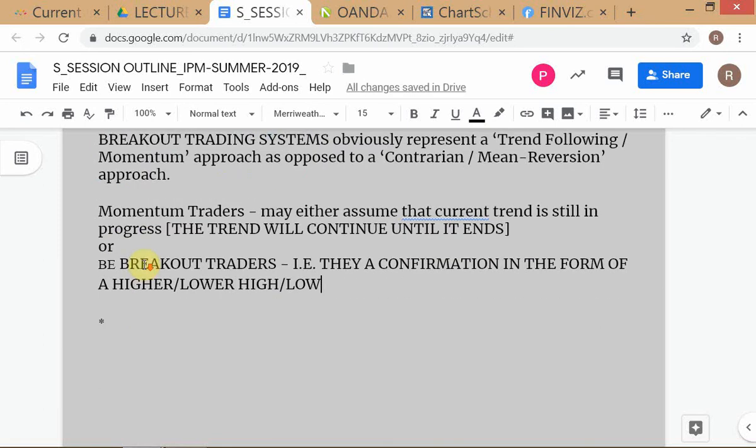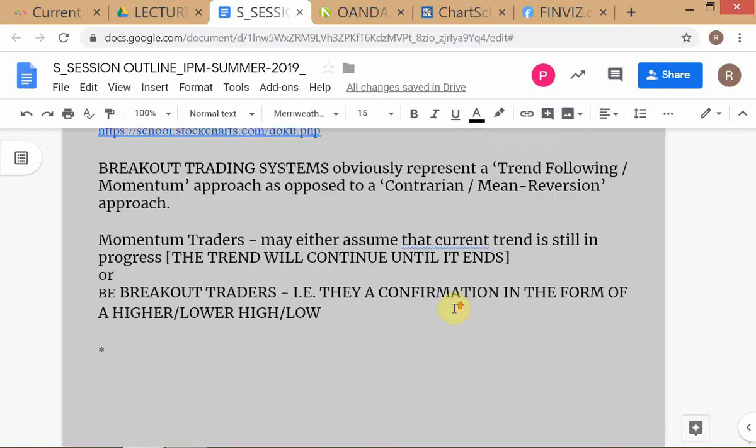Is this part clear? This is already in your notes anyway, right? The second category of momentum trader is a breakout trader, because they also want to go with the trend, but they want to look for a confirmation of the trend by making a new high. Okay, is this clear?